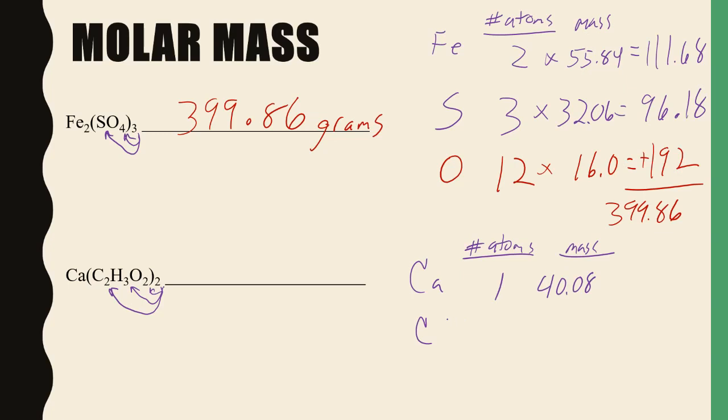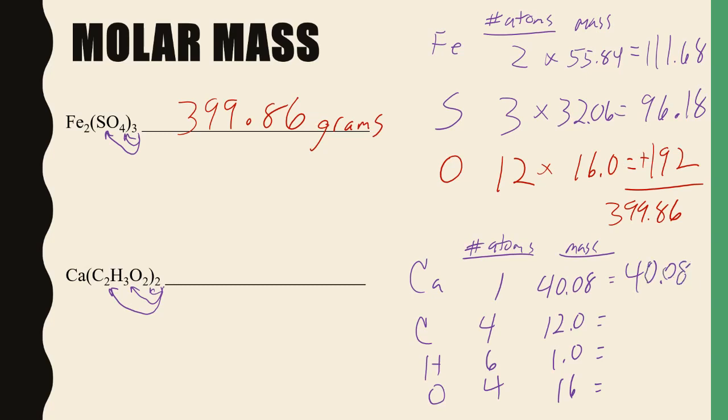Carbon. So 2 times 2, there's 4 carbons. Each one weighs 12. Hydrogen, 3 times 2 is 6. Each one of those weighs 1. And oxygen, each one of those, 2 times 2 is 4, and each one of those weighs 16. Dr. Hart's unhappy with me for not making it red. But anyway, all right. So, well, I don't even need to calculate for that one. That's 40.08.